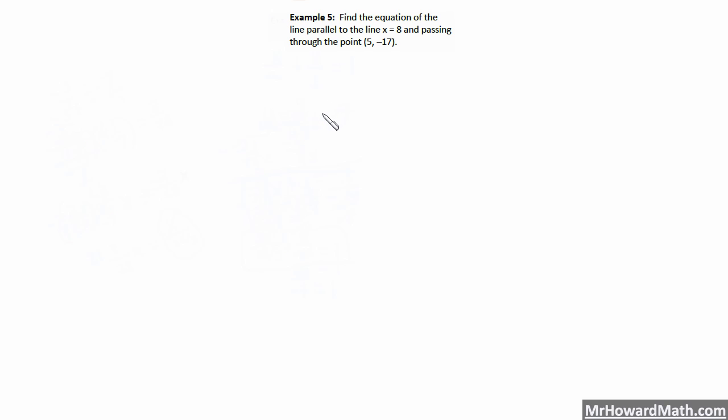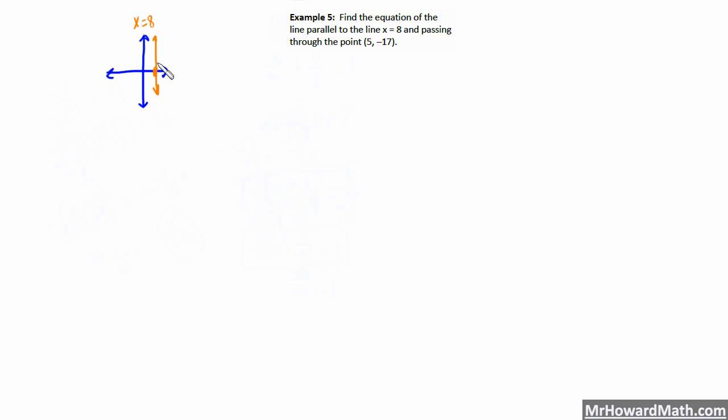Now we have example 5. Example 5 is pretty simple. Find the equation of the line parallel to the line x equals 8 and passing through the point 5 comma negative 17. Well, if we have the line x equals 8, remember that is a vertical line. Anytime you have x equals a number, it's going to be a vertical line. So if we draw our coordinate plane here, the line x equals 8 would be, for example, if this right here was equal to 8, that would be x equals 8 right there.